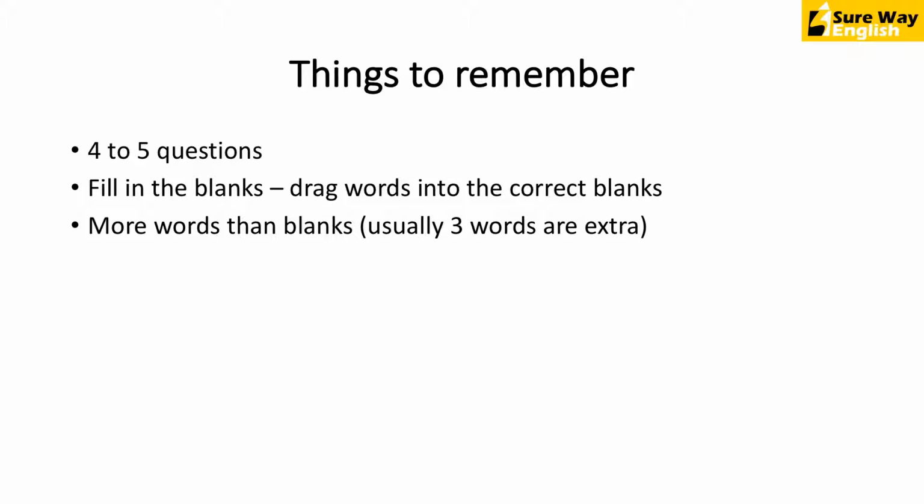What you'll see on your screen is some text at the top with some blanks in it, and then at the bottom in a box you'll see a number of words. What you have to do is drag the words from the box at the bottom into the blanks at the top. There will be some extra words in the box, usually 3 words. So if you've got 4 blanks in the text, then you'll have 7 options, 7 words from which you can drag and drop.